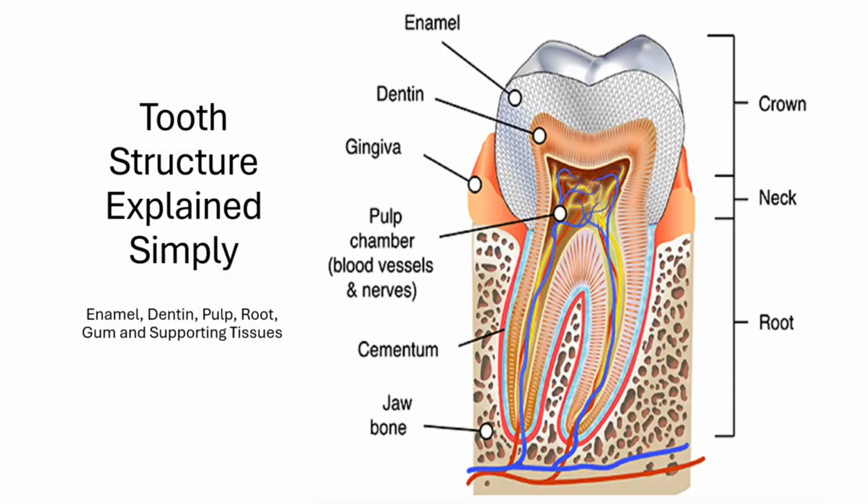A tooth has two main visible regions, the crown and the root. The crown is the part of the tooth that we can usually see in the mouth above the gum line. This is the part we use for biting, chewing, and speaking. The root is the part hidden under the gum. It sits inside the jawbone and helps hold the tooth firmly in place. Now let's go layer by layer.